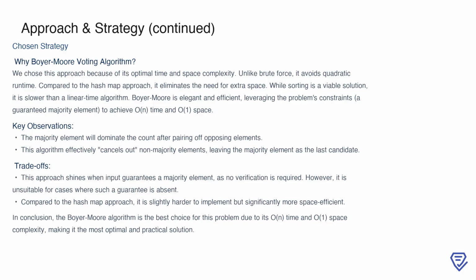Compared to the hash map approach, Boyer-Moore is slightly harder to implement, but its superior space efficiency makes it the most practical and optimal solution. In conclusion, this algorithm is the best choice for tackling the majority element problem efficiently and effectively.